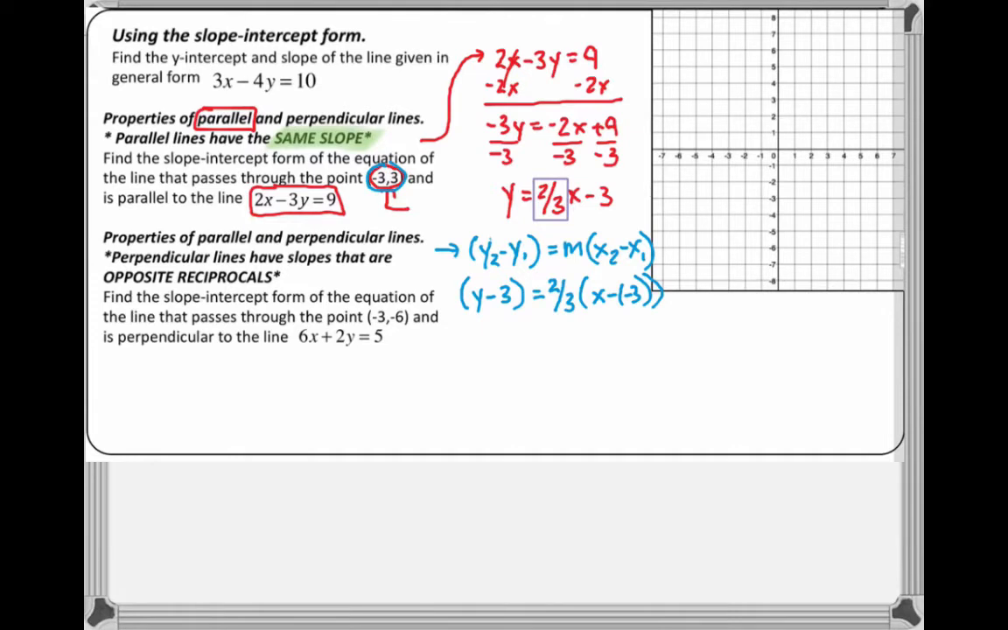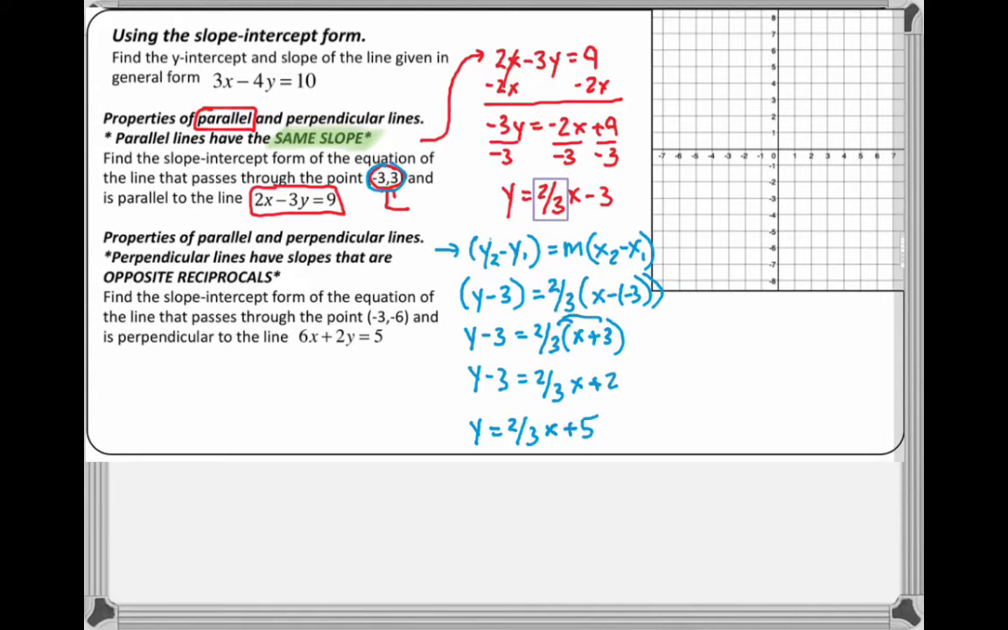So let's go ahead and put this in slope-intercept form. So, all right, we're going to have this, and I'm going to clean up inside of the parentheses first. And it looks like we're going to have that. And we're going to use the distributive property here. Okay. And let's see. We're going to go ahead and get that, and then add 3 to each side. And we get this guy right here.